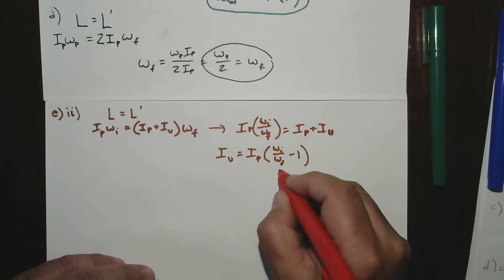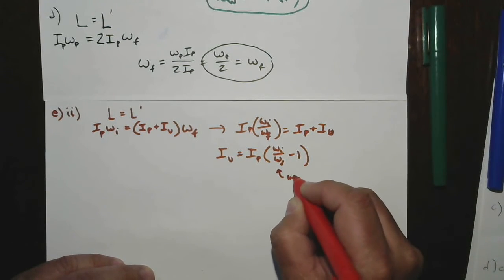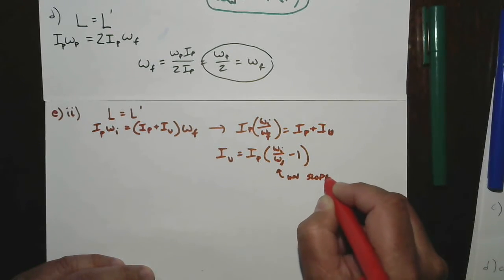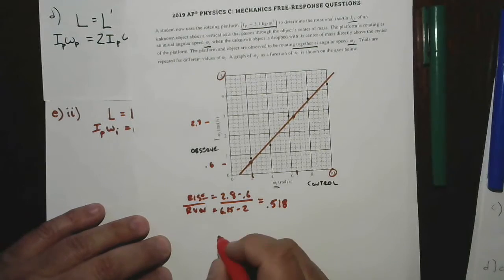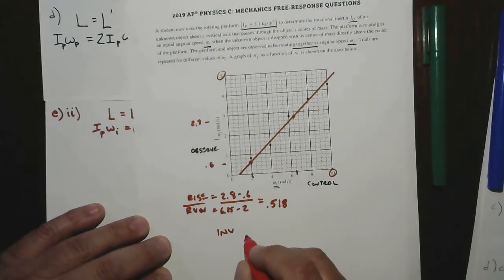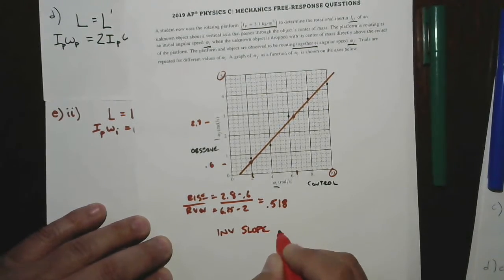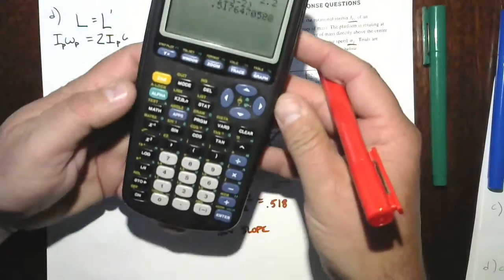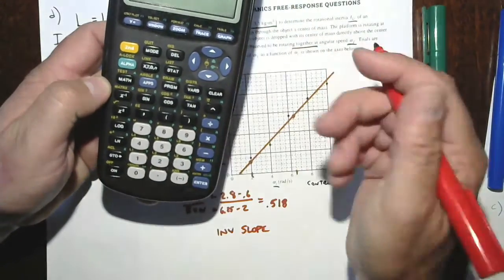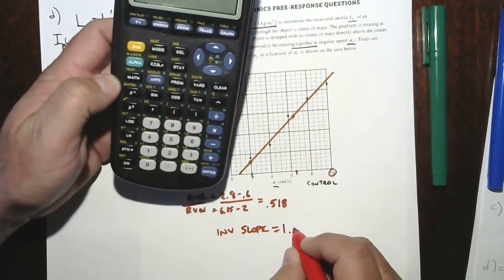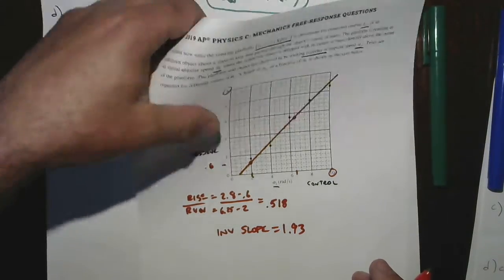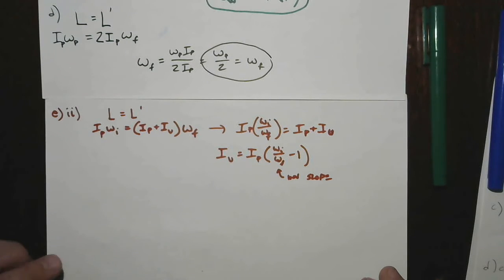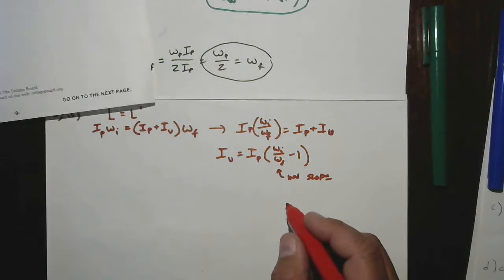All right, what I've done is I brought the IP to the other side and factored it out. And that's interesting right here because this is the inverse of the slope that we found. So if we go back here, this is still on my calculator screen, so I can just hit the 1 over button. Inverse of our slope is 1.93. Okay, good. Now they want a numerical value, so we can give them a numerical value.